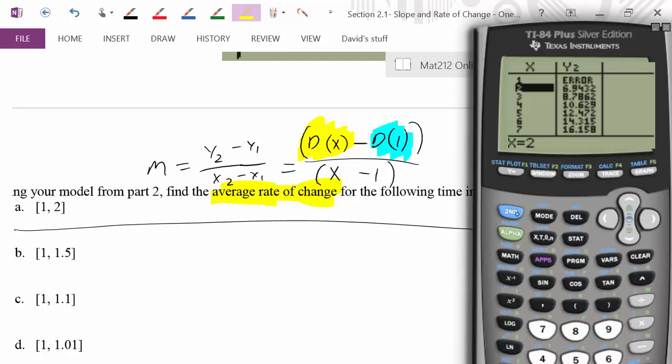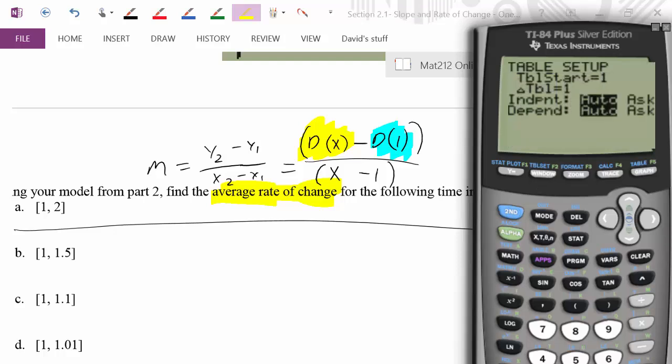Do you see in blue writing, table set? So if you go ahead and press that, the one change we need to make is right now in the independent variables, the variables you type in, instead of having it autofill, we're going to go ahead and arrow down, arrow over to ask, hit enter, and so now it's going to ask us for what we want. So go ahead and do that.